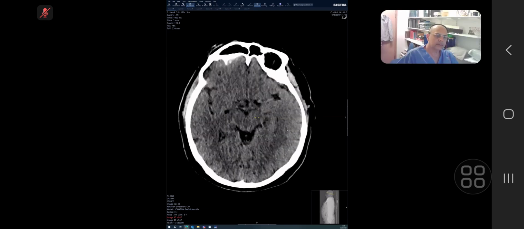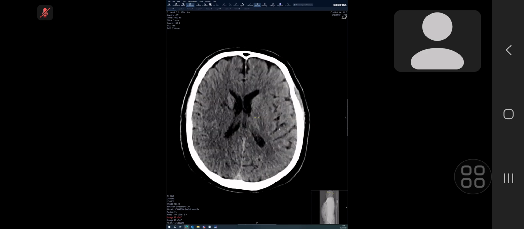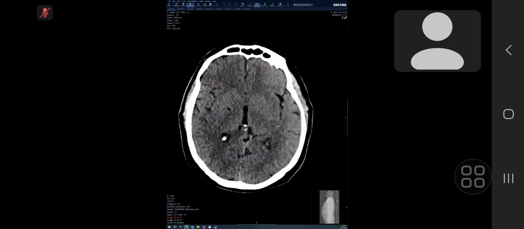To further assess the brain parenchyma, because there's definitely some difference in attenuation on the left compared to the right side, and the pons also looks a bit hypodense to me.